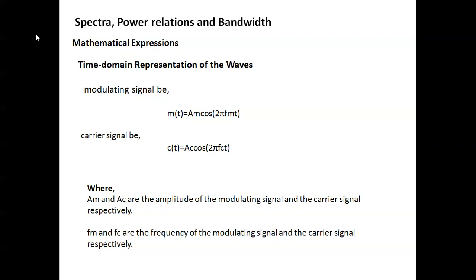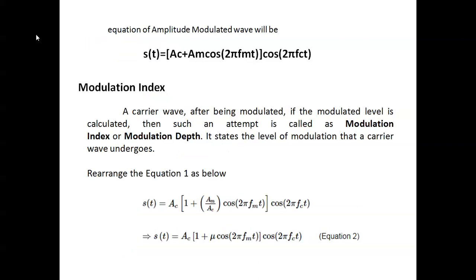We already saw the modulating signal, m of t equal to Am cos 2 pi fm t, and similarly the carrier signal, denoted as c of t equal to Ac cos 2 pi fc t. So we know Am and Ac: Am is the amplitude of the message signal and Ac is the carrier amplitude. Similarly, fm is the frequency of the message signal and fc is the frequency of the carrier signal. So this is the final output s of t of AM modulation. This is the equation we saw in the last video.